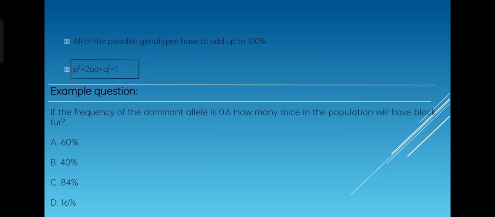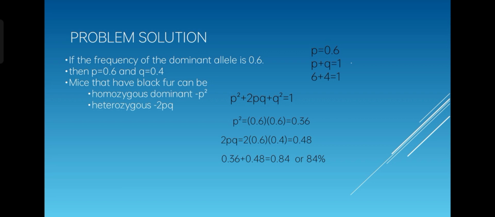Example question. If the frequency of the dominant allele is 0.6, how many mice in the population will have black fur? A 60%, B 40%, C 84%, D 16%. Problem solution. If the frequency of the dominant allele is 0.6, then our recessive allele is 0.4, which is a total of 1. So we are asked about the mice. The mice that have black fur can be homozygous dominant and heterozygous.